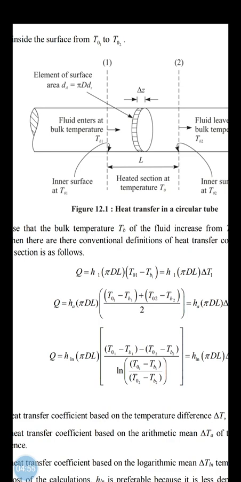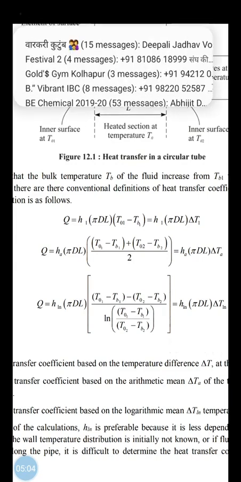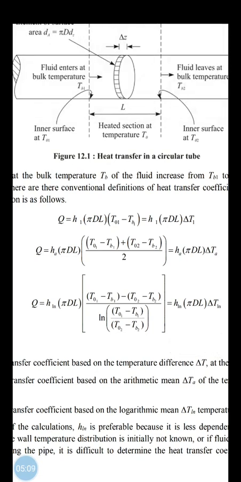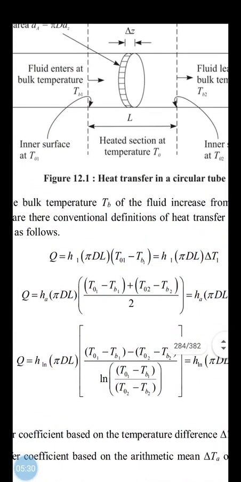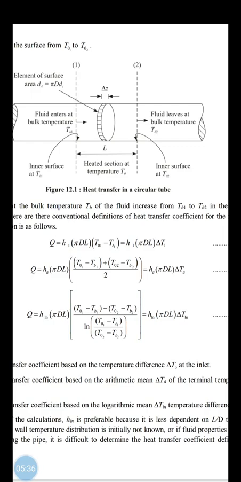The definition of heat transfer coefficient for the fluid in a heated section is given as follows by three different definitions. The first one is Q is equal to H into delta T into A, where A is pi dl. So you can write H1 into pi dl, that will be the area, HA delta T. What will be delta T? It will be T01 minus TB1. So T01 and TB1, if you see, it is the initial temperature difference. So this H1 is nothing but the heat transfer coefficient based upon the temperature difference at the inlet.